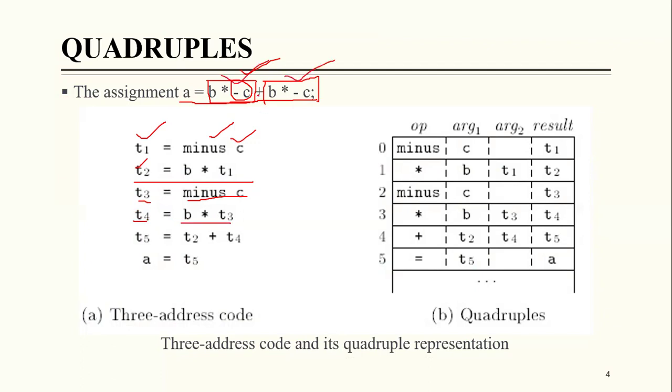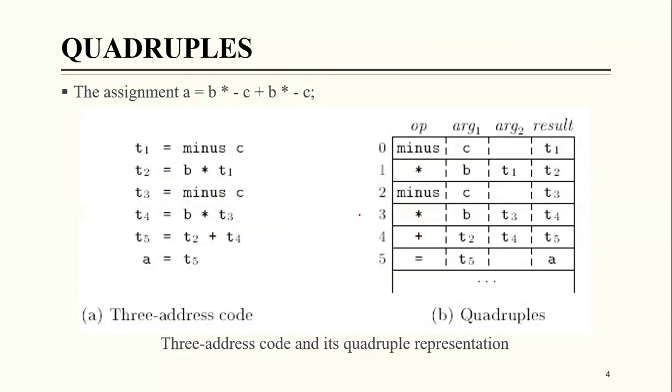Finally we have to sum up these two, and then the result is stored to a. Summing up t2 and t4: t2 is b * -c, and t4 is also b * -c. So t2 plus t4, and the result is stored in t5. Finally the result of t5 is assigned to a.